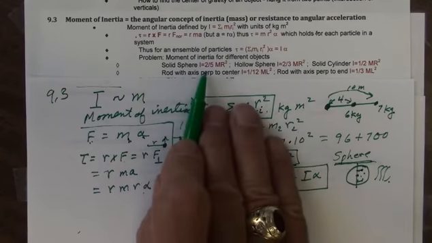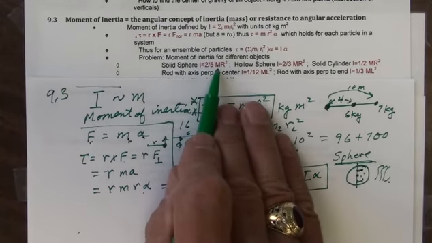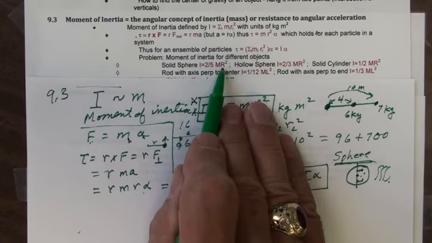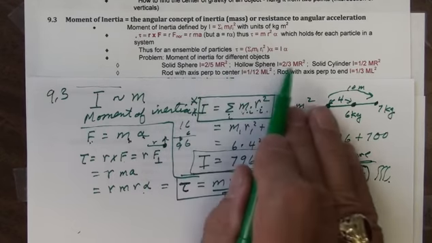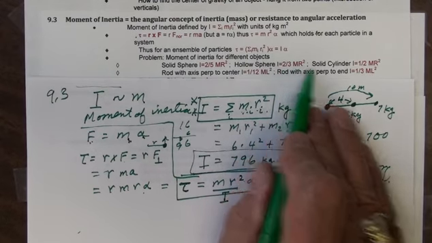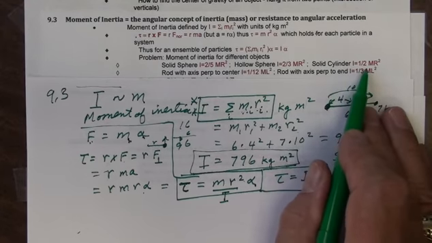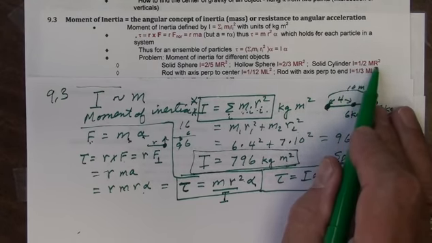It turns out that for a solid sphere, the moment of inertia is 2/5 times the mass times the radius of the sphere squared. If it's a hollow sphere, it's 2/3 mr squared. If it's a solid cylinder, about the axis that goes through the center, it's 1/2 mr squared.